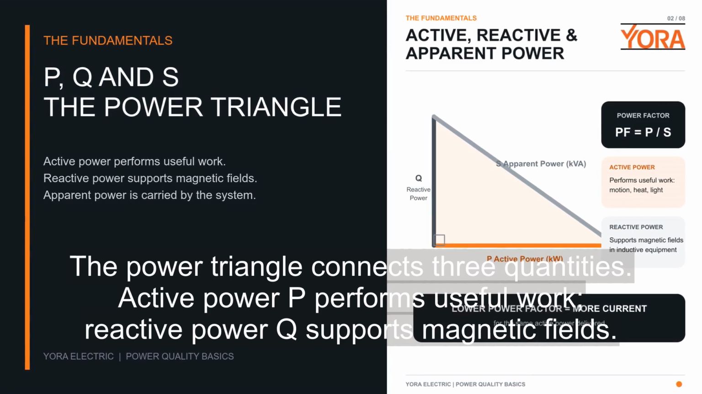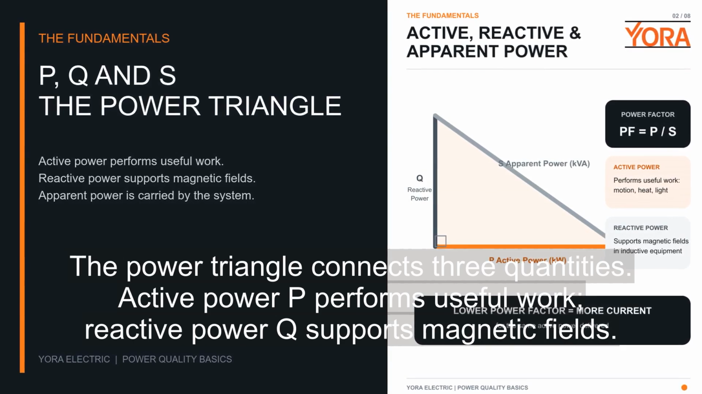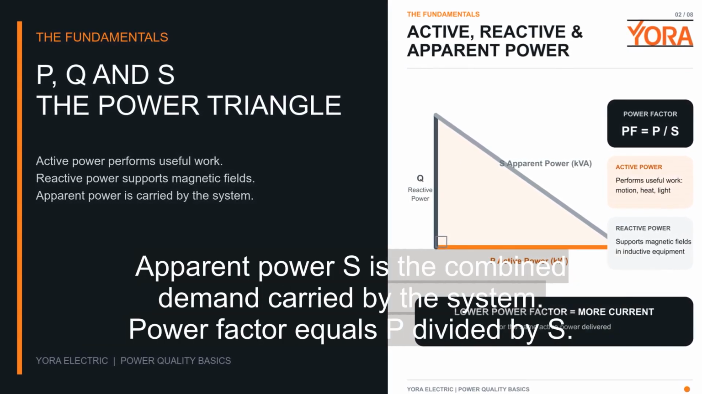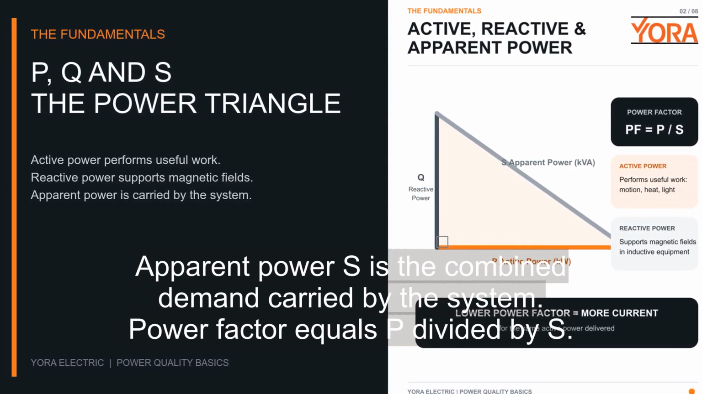The power triangle connects three quantities. Active power, P, performs useful work. Reactive power, Q, supports magnetic fields. Apparent power, S, is the combined demand carried by the electrical system. Power factor equals P divided by S.